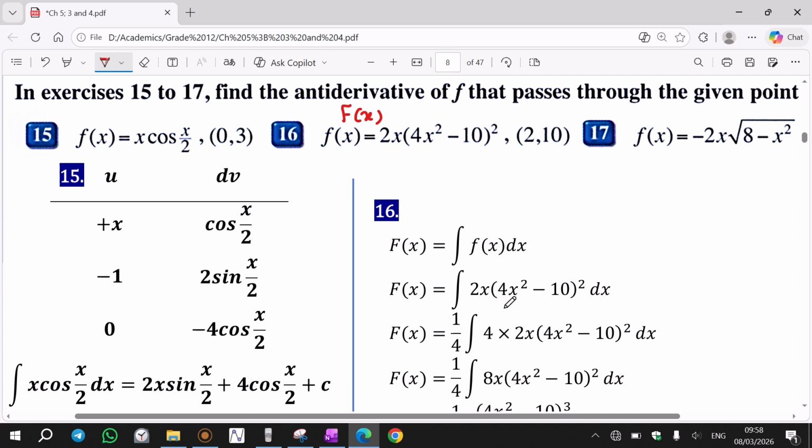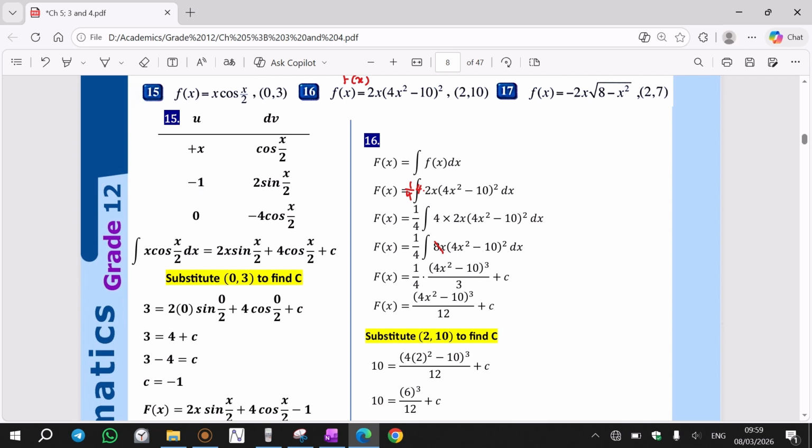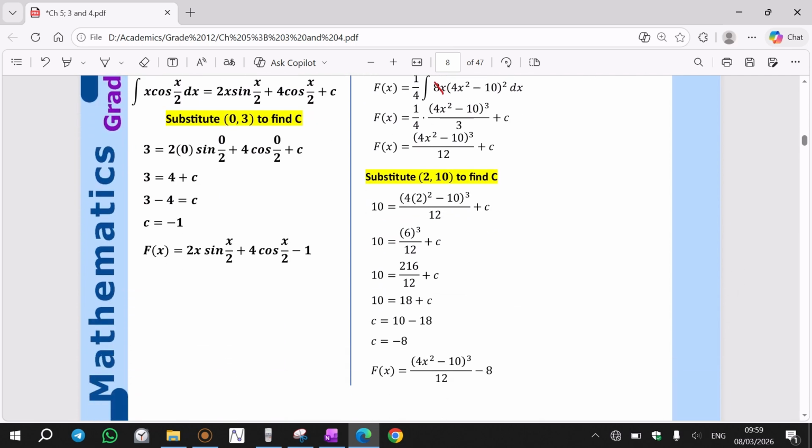This one, the derivative of inside is 8x. How can I make 2x into 8x? If I multiply it by 4 from inside and 1 over 4 outside. When we multiply by 4, we will get 8x. The derivative gets cancelled. Bracket power plus 1 over new power, and the 1 over 4 outside stays. Same idea for question 17. You can see the solution.